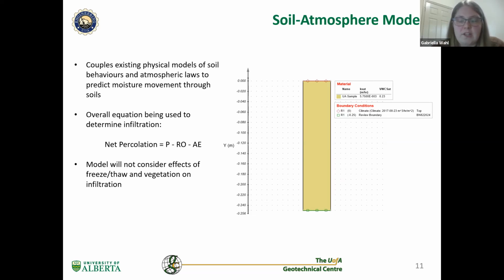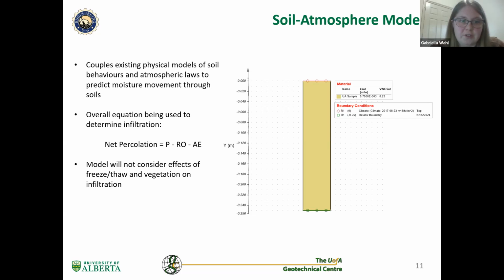So the geometry I'm using in this model is relatively simple. It's a 1D column that represents the depth of material sampled, the 25 centimeters. And I applied a climate boundary to the surface, which is all the meteorological data I sifted through. And I applied a review boundary condition to the bottom of my model, which simulates an unknown output condition, because I don't know the rate at which water will be flowing out through the bottom of my column.